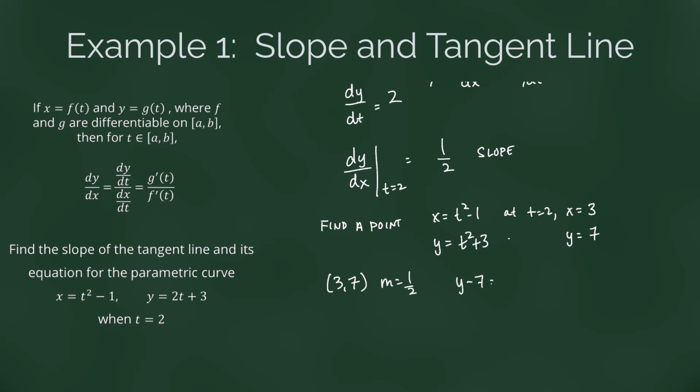So our tangent line is going to be y minus 7 equals 1/2 times x minus 3. And if we wish to write that in y equals mx plus b form, we can do so. We get y equals 1/2 x minus 3/2 plus 14/2, which gives us y equals 1/2 x plus 11/2.